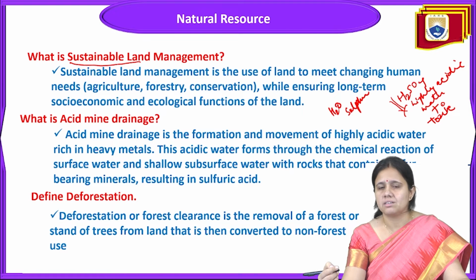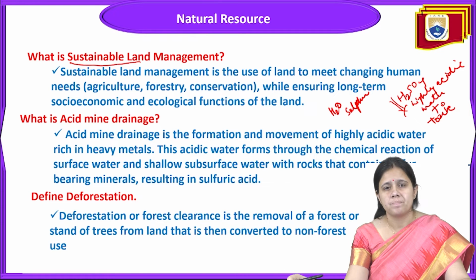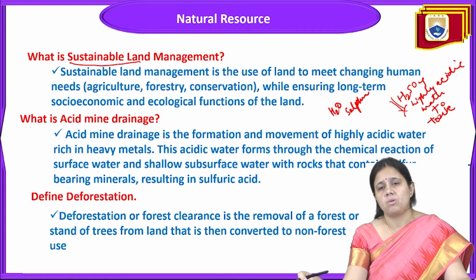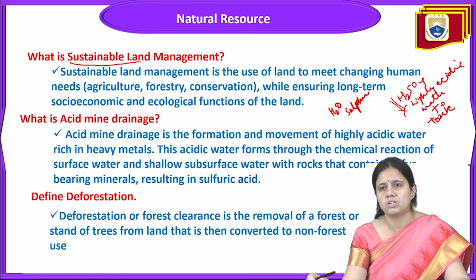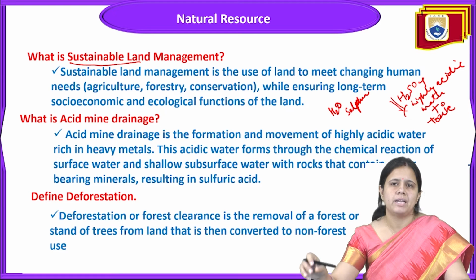Sulfuric acid is a highly concentrated acid that is very harmful for the quality of land, and it sometimes enters the groundwater also. This is about acid mine drainage. Acid mine drainage is the formation and movement of highly acidic water in combination with heavy metals, and this acidic water forms through chemical reactions of surface water and shallow subsurface water with rocks that contain sulfur-bearing minerals, resulting in the formation of sulfuric acid.